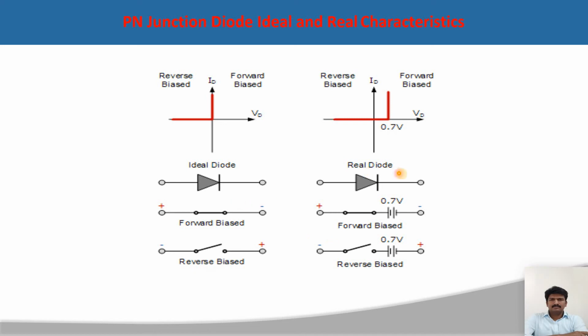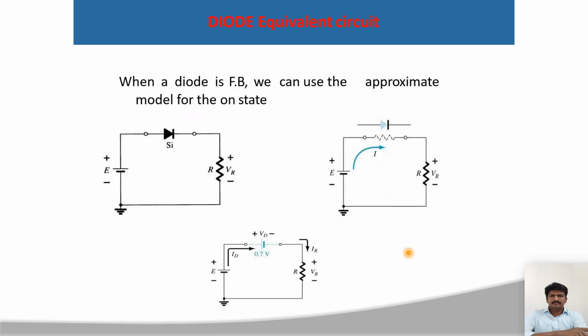But in the practical diode, many things need to be included. We have the switch, the cut-in voltage battery, and the forward resistance of the diode. In the reverse bias, we have the open switch and battery and infinite resistance, because an open circuit has infinite resistance. Diode equivalent circuit. This one is the forward bias equivalent circuit.